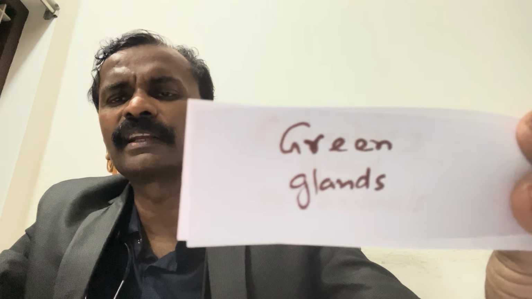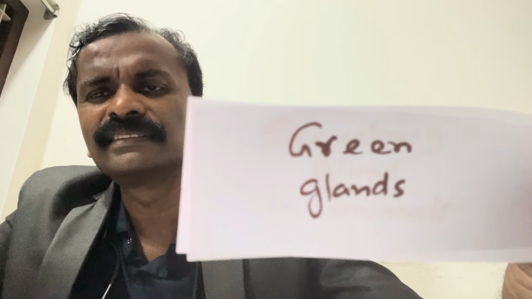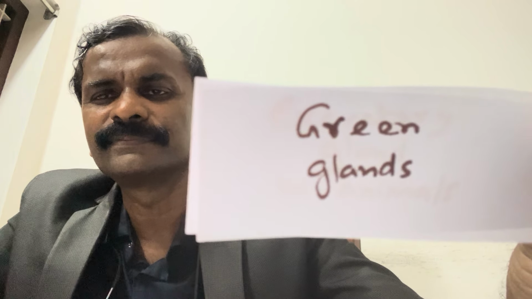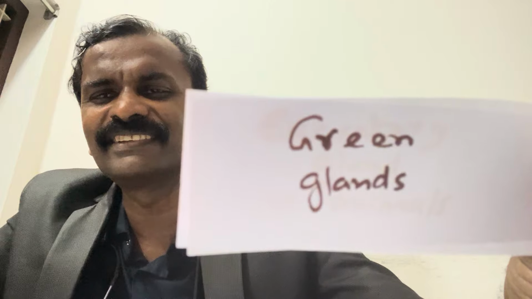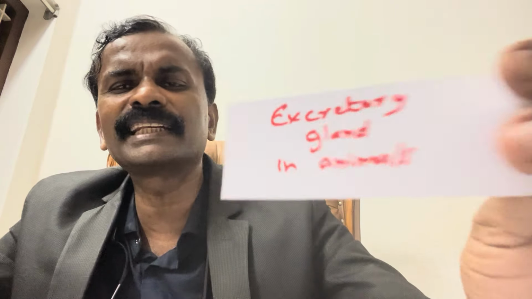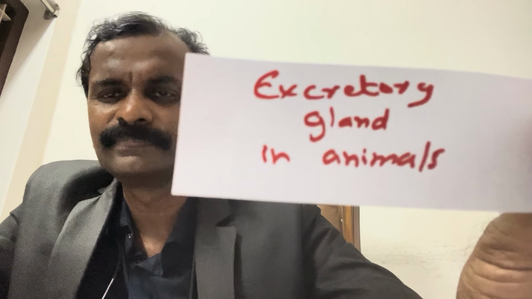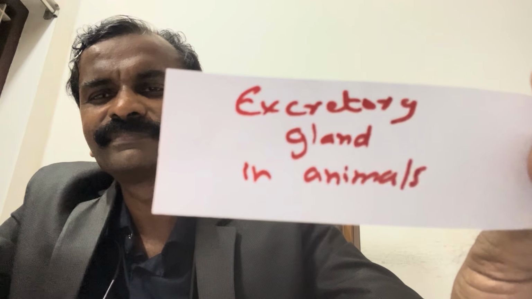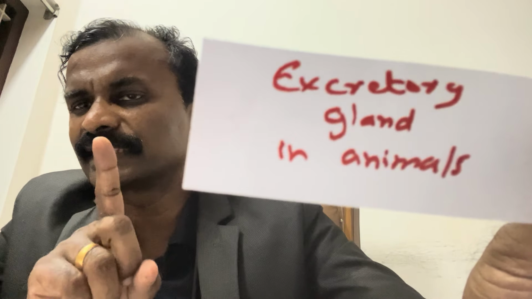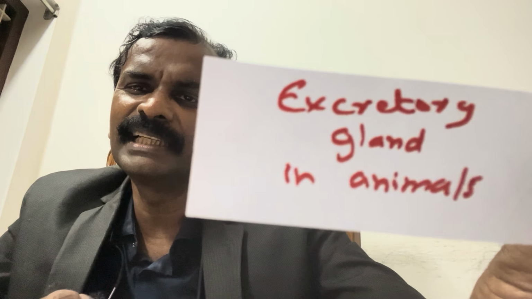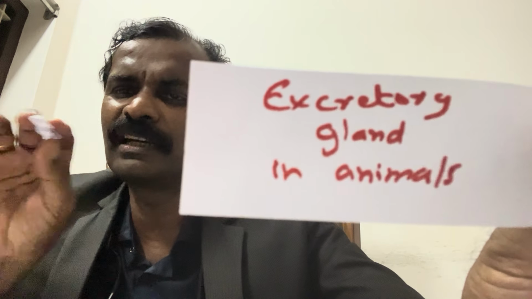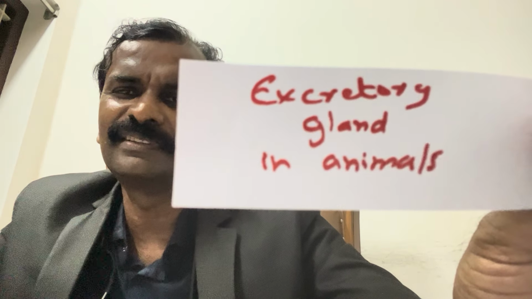Green gland is found in which organ? Brain, kidney, eyes, liver, lungs, ovary, testis. Which organ? Green gland is an excretory organ in animals. Same words as in your textbook. See, each word is different. Excretory organ in animals, that is the green gland. So reading about the green gland is of no use. Memorizing that question is useful.